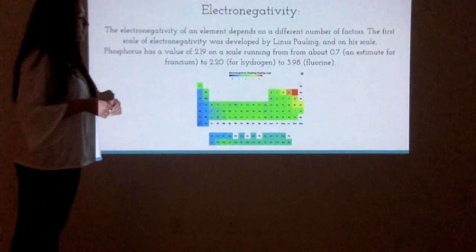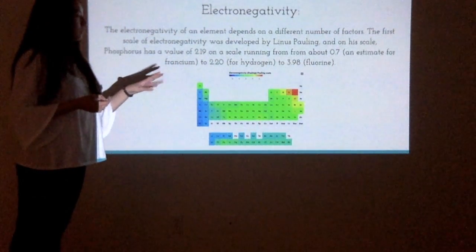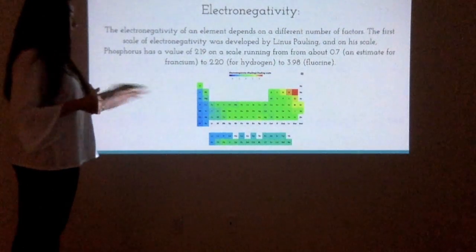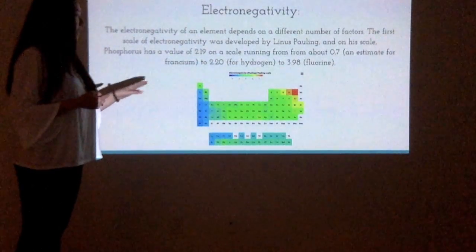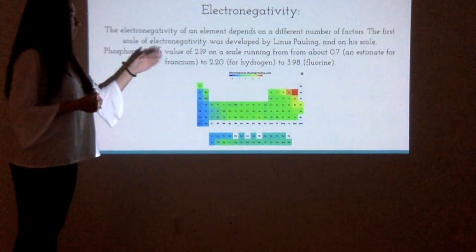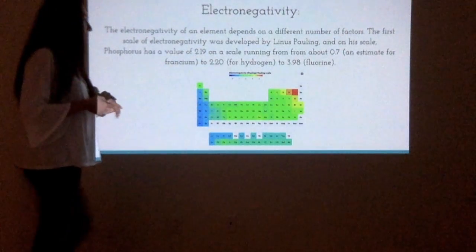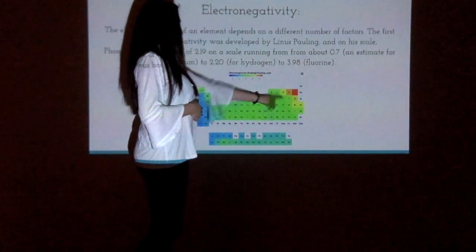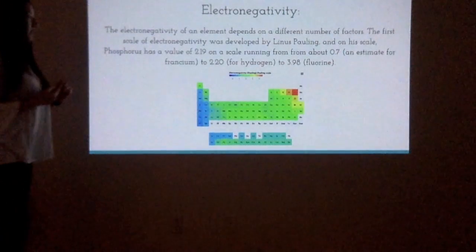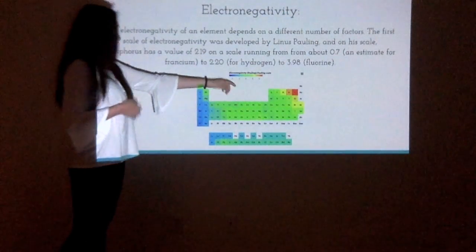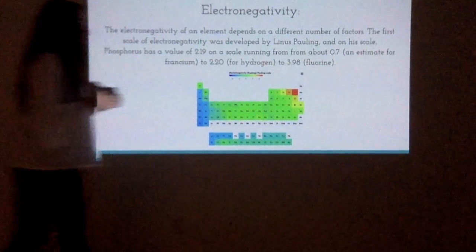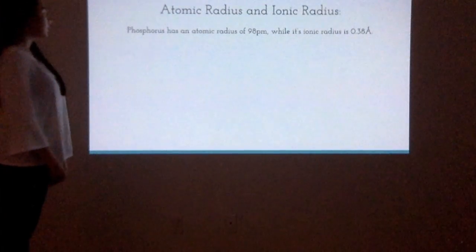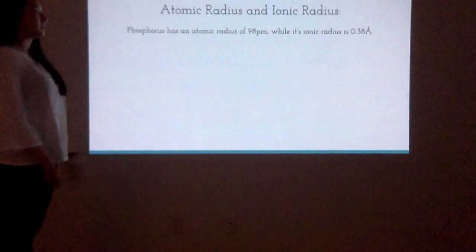And as you can see on the chart, the color of the box where phosphorus is placed goes with the bar at top with the different colors, and it shows where phosphorus is placed, which is between 2 and 3, and that's how you get 2.19 on the scale. And there are also other scales if you want to look at those, but right now we're talking about phosphorus.